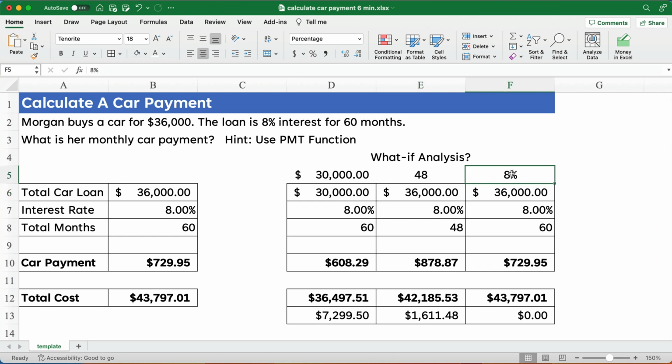What if the interest rate bumped up to 10%? Let's change the interest rate to 10%. Well, if the interest rate instead of being 8 is now 10, then you're paying a little bit more every month, and you're paying a little bit more total. It's going to cost you about $2,000. If you have a good credit rating and your interest rate is only 6% rather than the original 8, that's going to save you about $2,000 in this example.